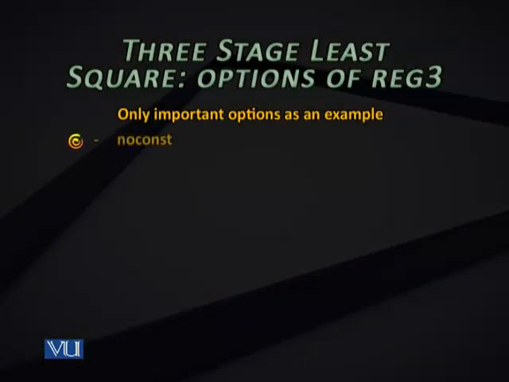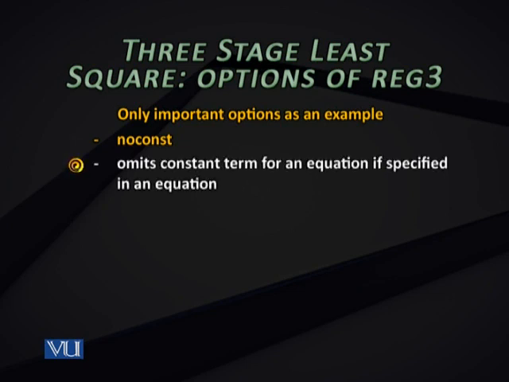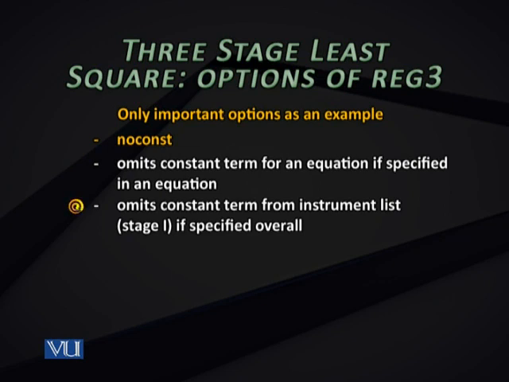As you see, the first option is noconstant. It omits the constant term for an equation if specified for that equation. As you saw on the screen, you had the option noconstant written after a comma. So you can specify the noconstant option for an equation, and in that case it will omit the constant term for a single equation. You may also omit the constant term for the instrument list, that is stage 1 of the three-stage least square procedure, if specified overall. So if you specify the noconstant option overall, the intercept term will not be given in the first stage of the 3SLS in this Stata operation.